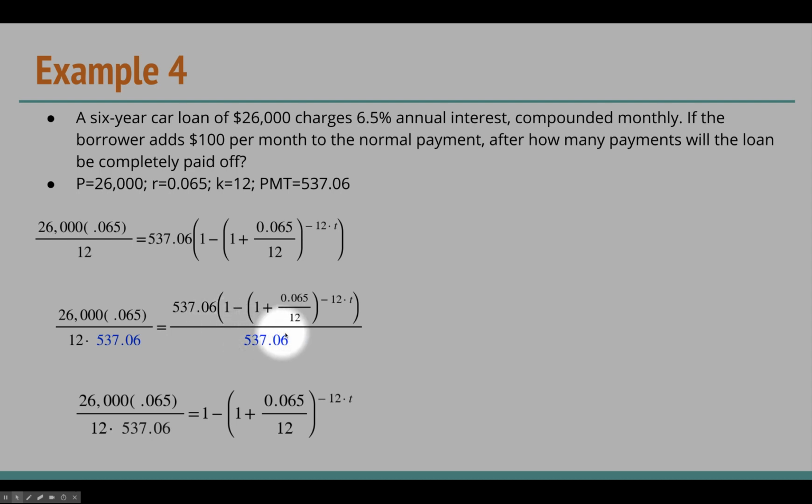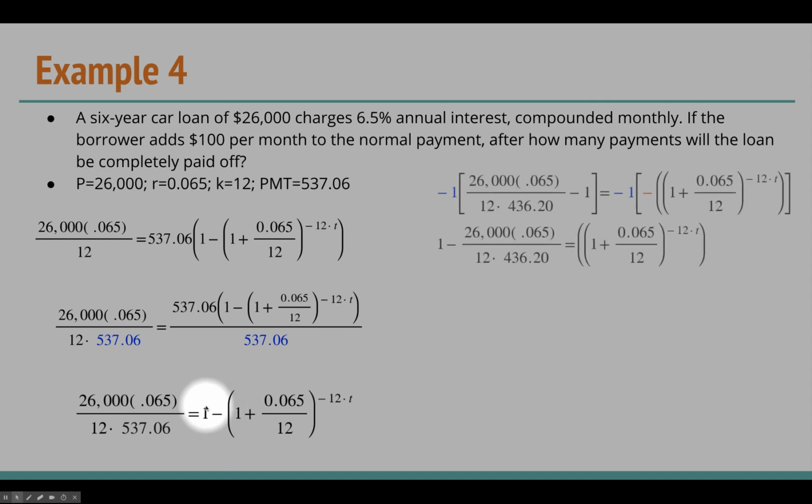this expression that's inside this larger group of parentheses, 1 minus the quantity, 1 plus 0.065 over 12, to the power of negative 12t. And then on the left, we have this complicated expression here. But remember, we've got calculators to do all this for us. So we're just going to keep it in this form and keep going until we get the t variable completely isolated.